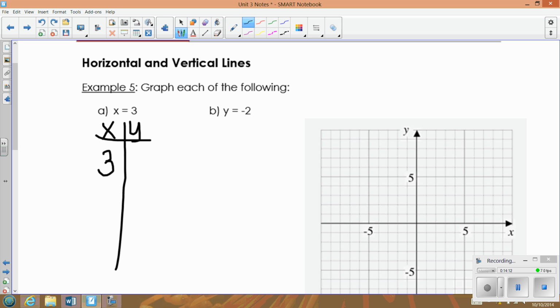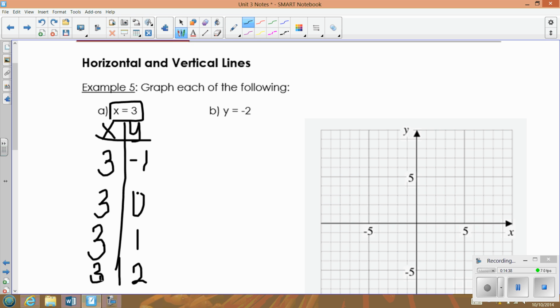So when x is 3, for every case when x is 3, y can be anything you want. So it could be like -1, it could be 0, it could be 1, it can be 2. Y can be any number because all my equation has to satisfy is that x is equal to 3. And in these cases, x is always equal to 3. It's the y value that's changing.